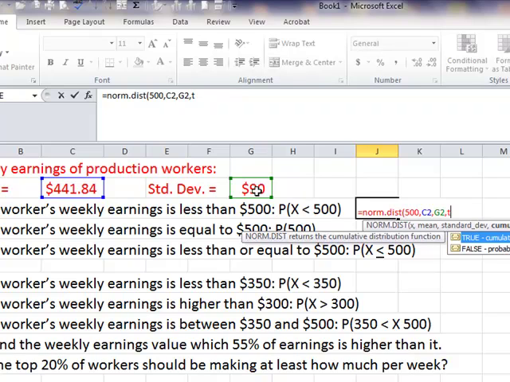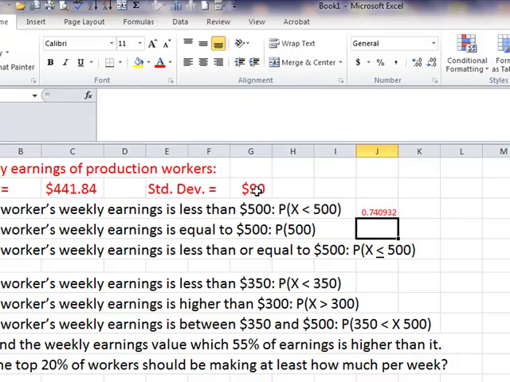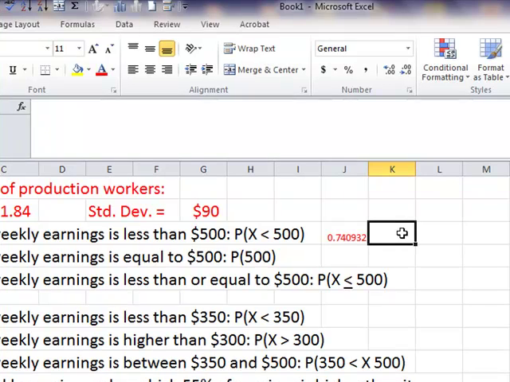Because it's cumulative, I will type true and hit enter. The value that we get is 0.74092. That's the probability that earnings will be less than $500.